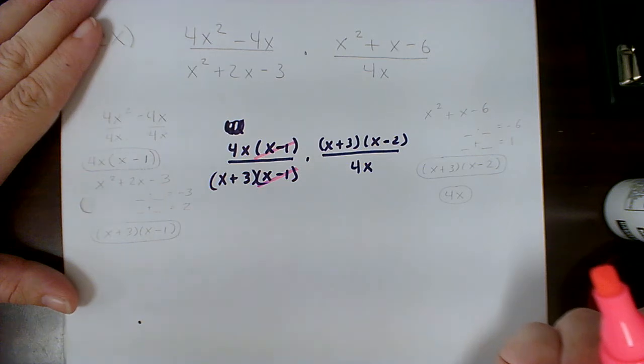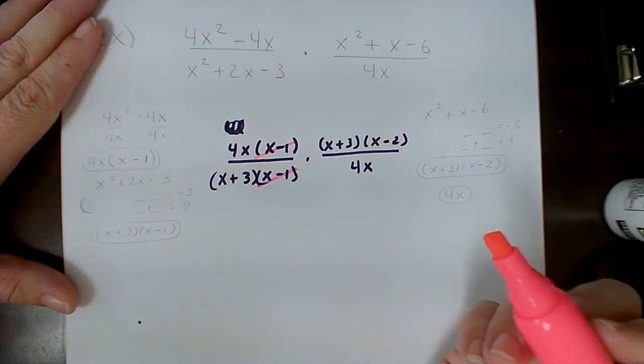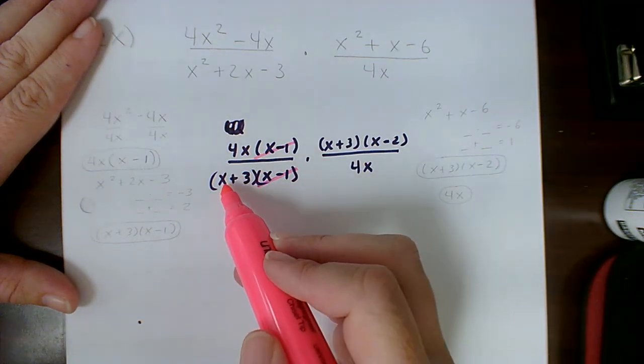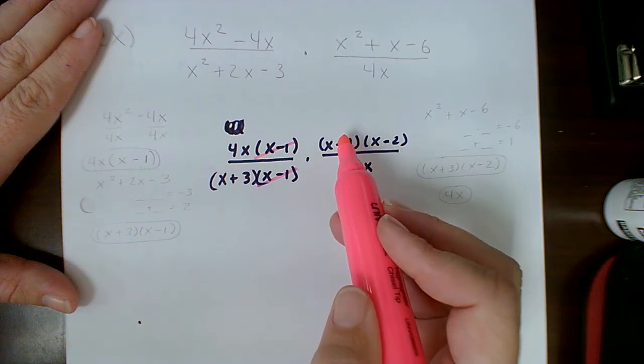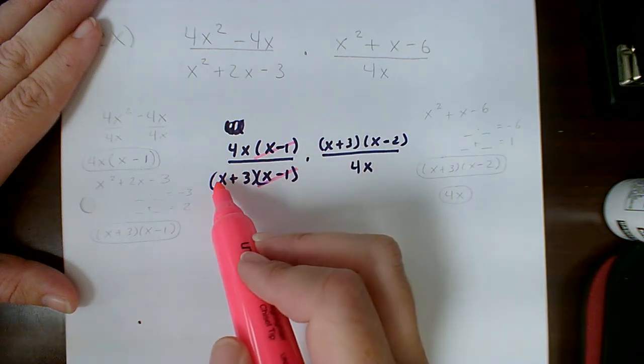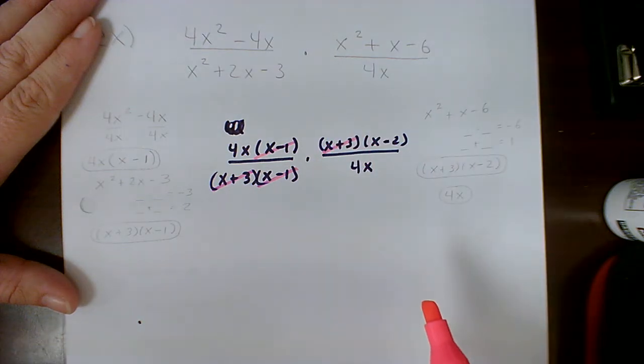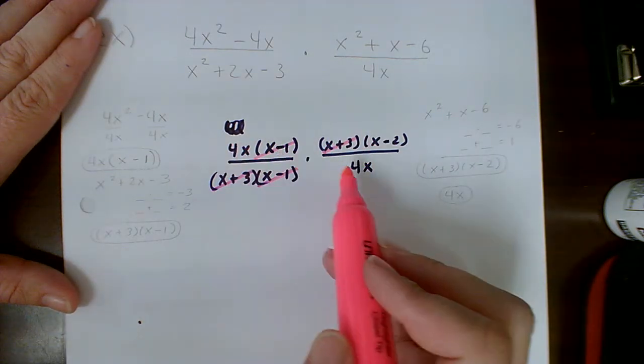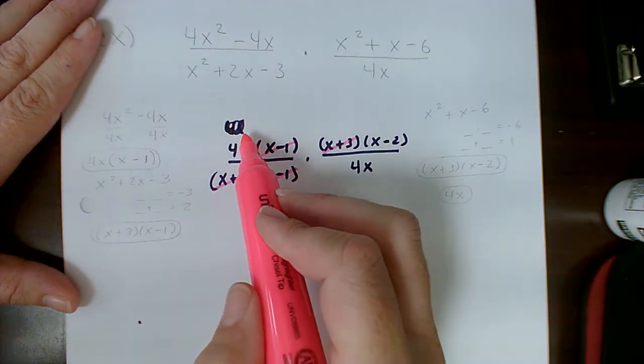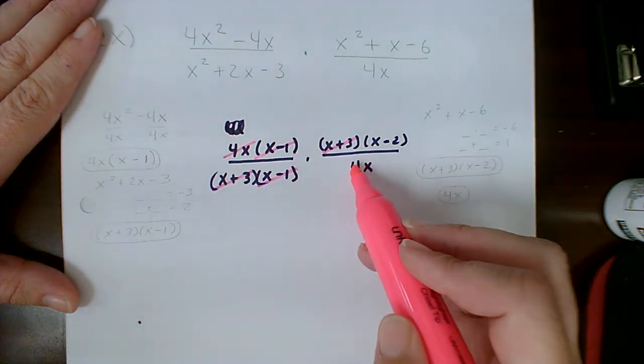One thing I do want to tell you is that it's okay to cross fractions. So for example, you might see this plus 3 here and this plus 3 here. They are in different fractions, but as long as one is in the bottom and one is in the top, it is allowable that they cancel. Same thing with the 4x's. As long as one is in the top and one is in the bottom, we can cancel them out.